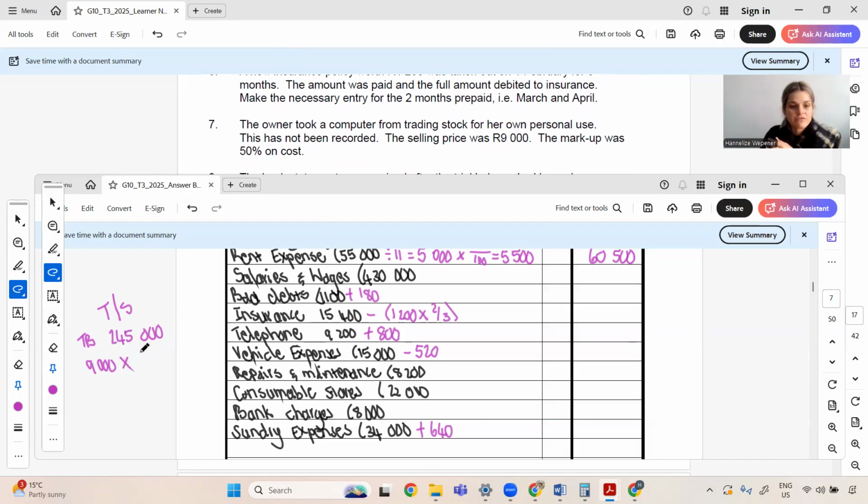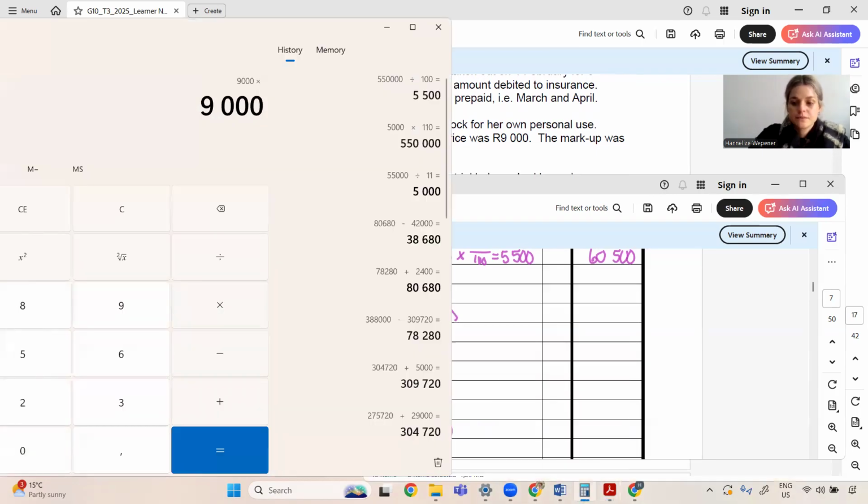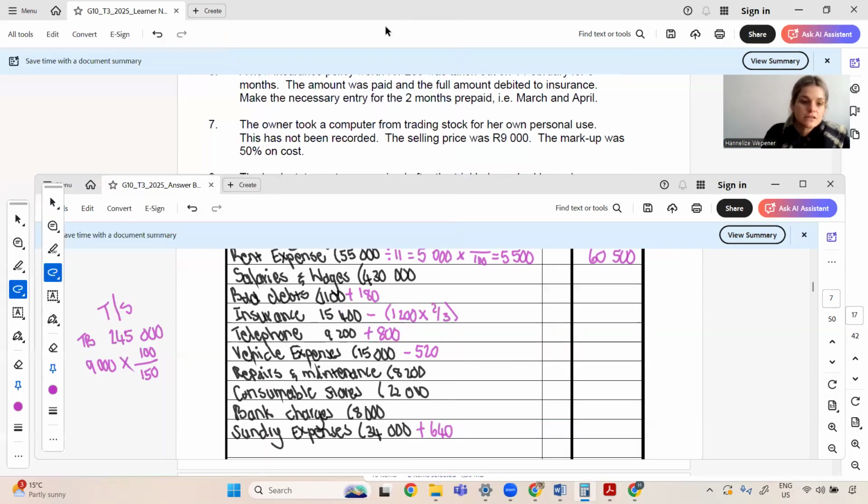After applying a profit markup of 50% on cost, I want the cost. I'm working with the selling price. So 9,000, want the cost, working with selling price. So the cost was 6,000. So I no longer have this. So I need to subtract it. So that means I do not have 245,000 in trading stock in my trial balance anymore, because I just did this adjustment where I said debit drawings, credit trading stock. So I have 239.